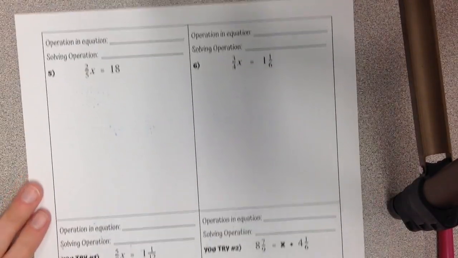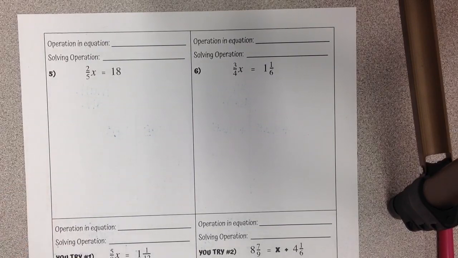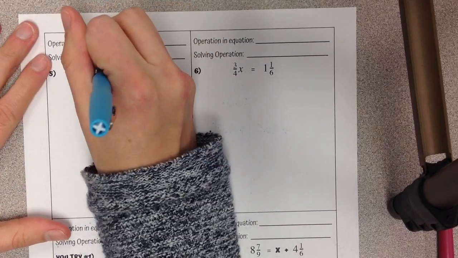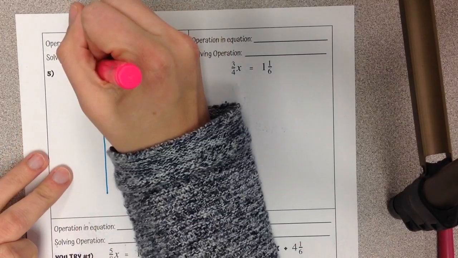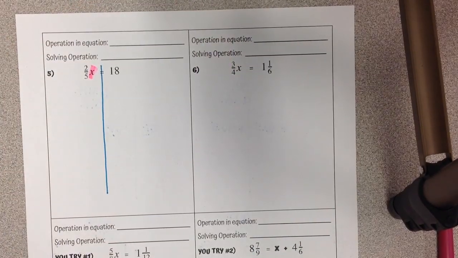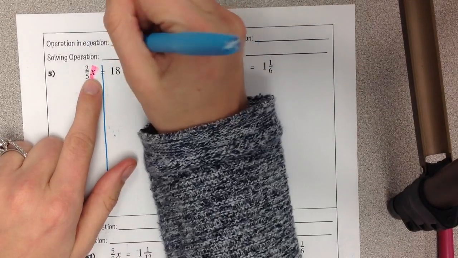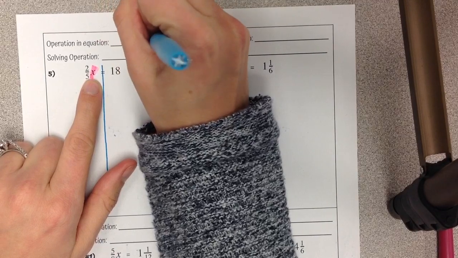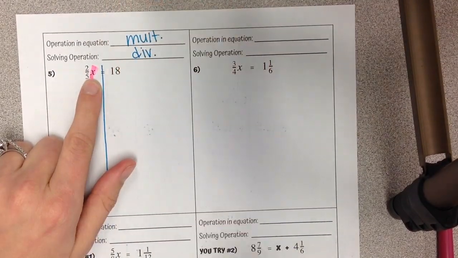Let's do a couple more practice problems with fractions again, because those tend to be our trickiest ones. So number 5. First step, drawing my line down the equal sign. Second step, highlighting the variable in the equation. When I have a number written right next to the variable, that operation is multiplication, which means we solve by doing the opposite, which is to divide.